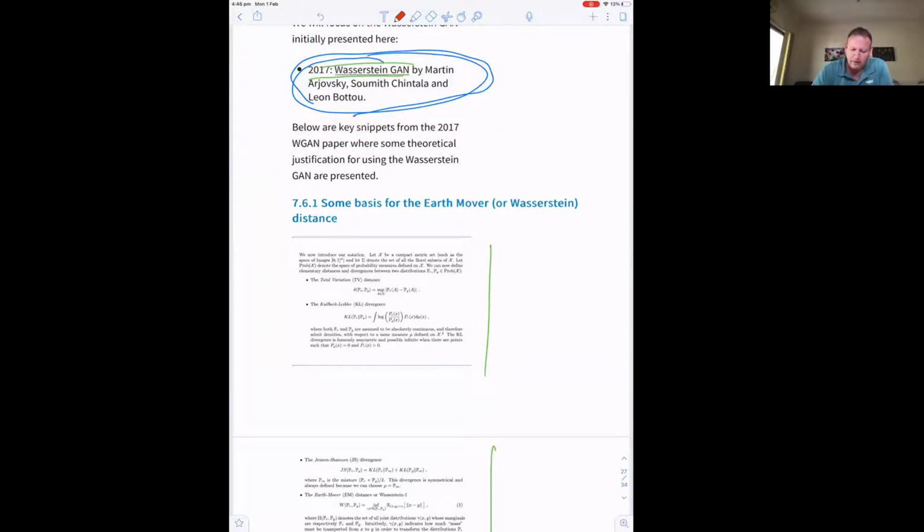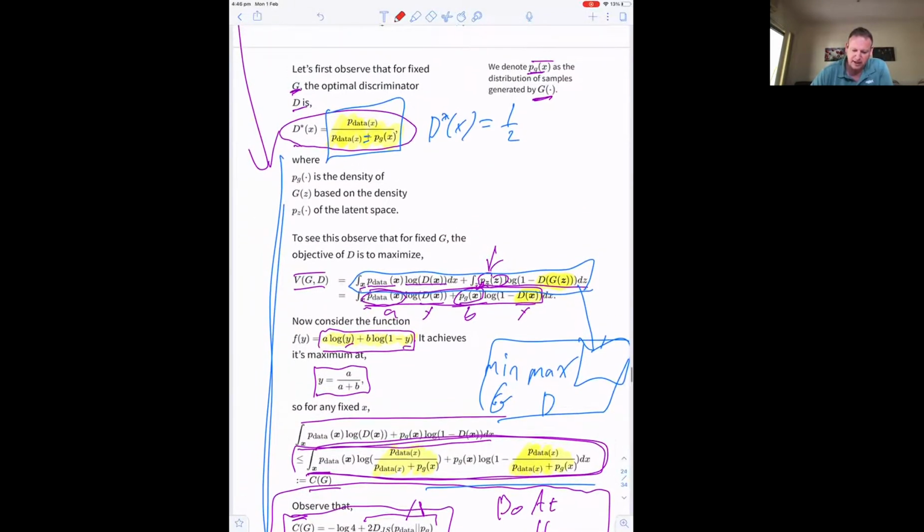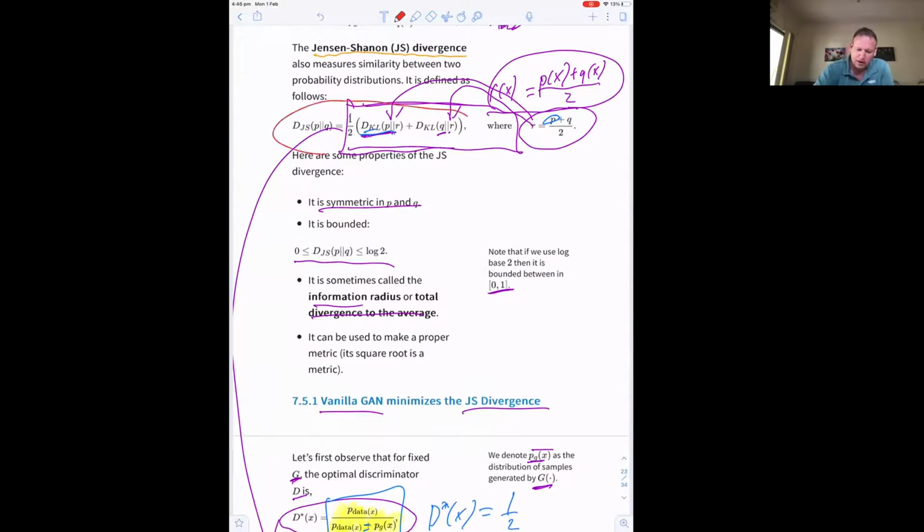A key problem with minimization of the Jensen-Shannon divergence, which we argued is what vanilla GAN does, is that if your distributions don't have overlapping support, or have very little overlapping support, the gradient won't move. In fact, if there's no overlapping support, I'll write another thing, try at home.